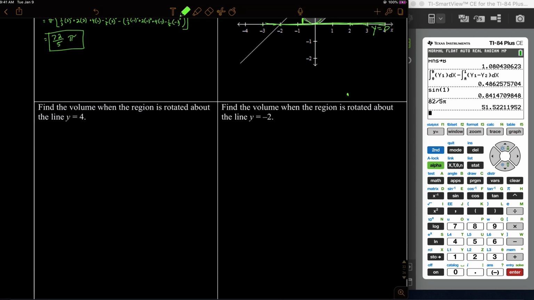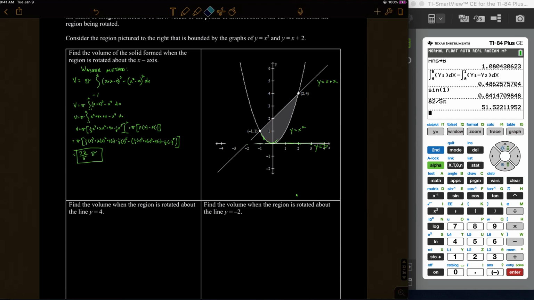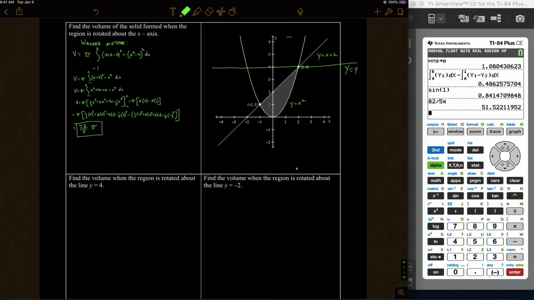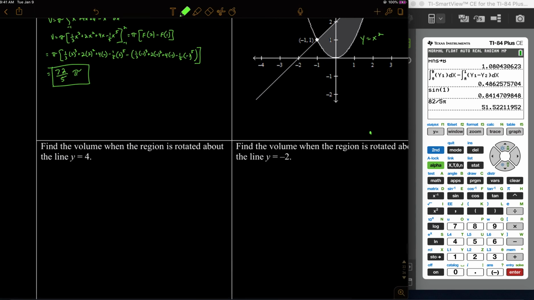Find the volume when the region is rotated about the line y equals 4. So now this is not our axis of rotation. We're going with the line y equals 4. So now let's picture our slice. When I rotate it, there's still a hole missing, so it's going to be washer method again. All right, so let's look at how we do this. It's going to be washer.